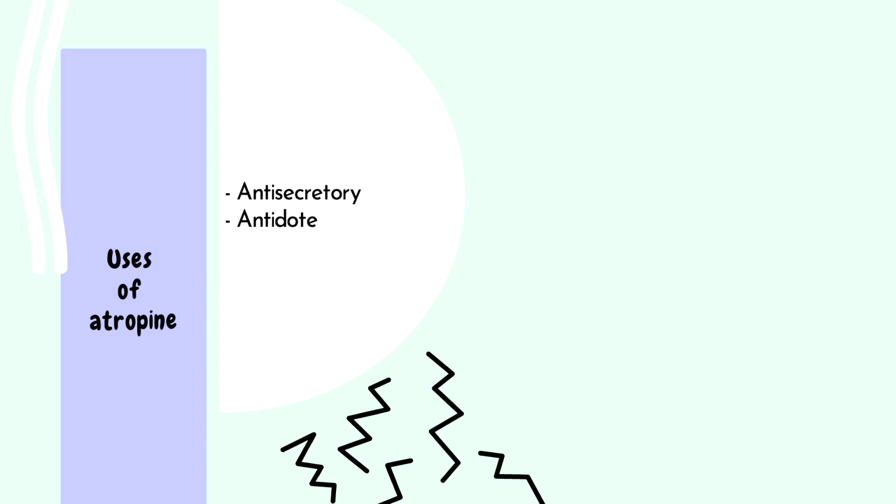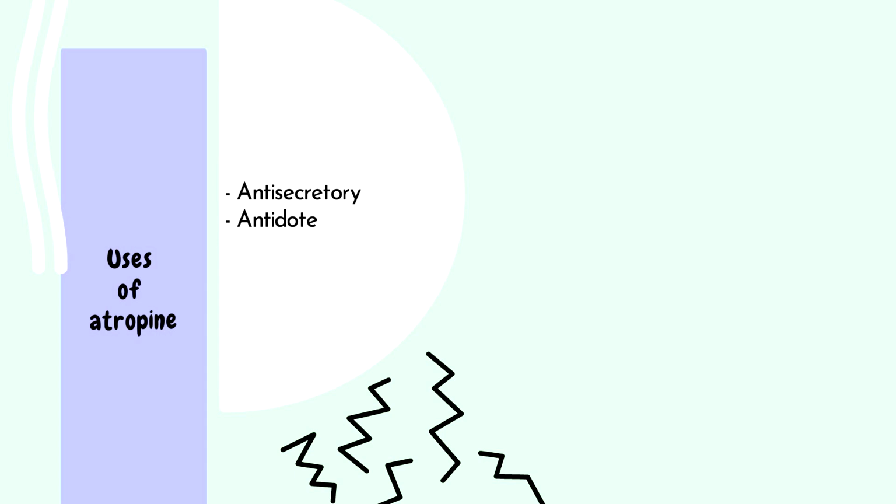It is also used as an antidote for cholinergic agonists. It is used for the treatment of organophosphate poisoning and some sort of mushroom poisoning, especially those mushrooms which contain cholinergic substances that block the cholinesterase enzyme. Massive doses of atropine may be required to counteract these poisons over a long period of time.